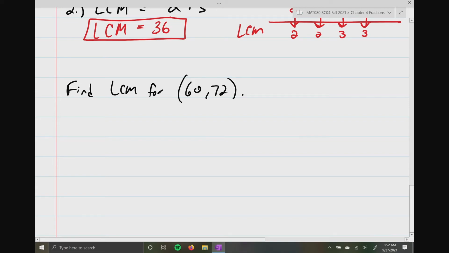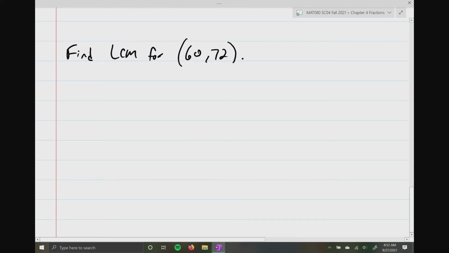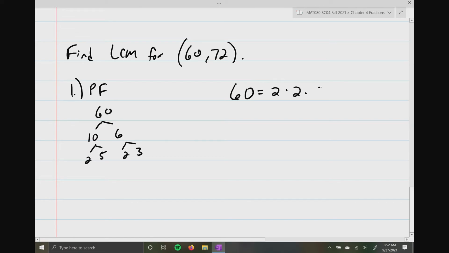So we're going to find the lowest common multiple for 60 and 72. Step 1, break it down. Prime factorization. 60 is going to be 10 times 6, 2 times 5, 2 times 3. And I'll put them in order: 2 times 2 times 3 times 5.